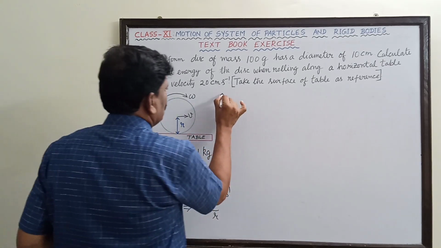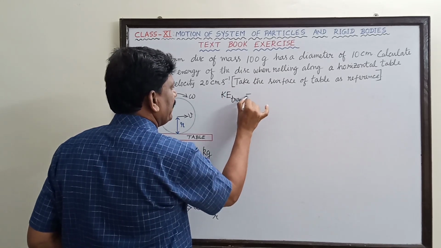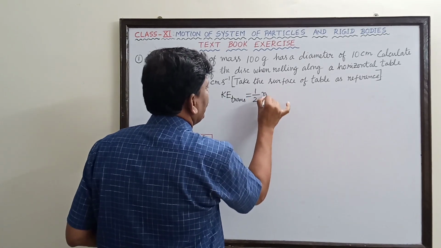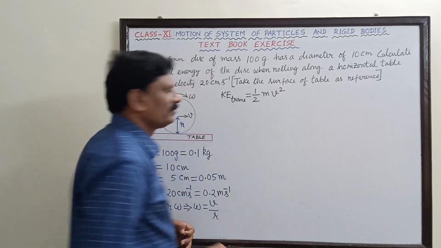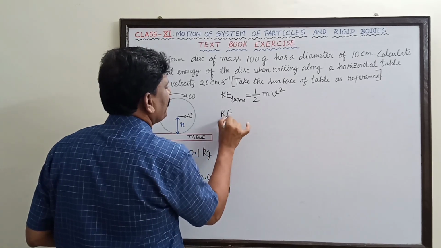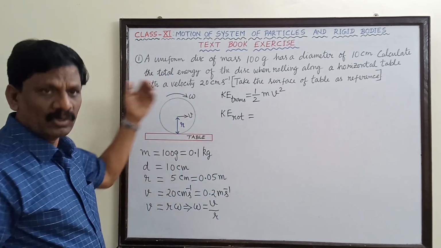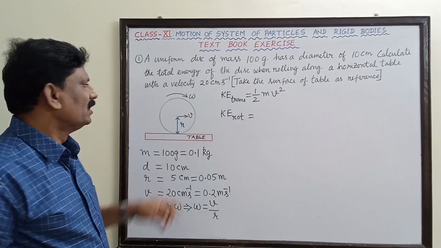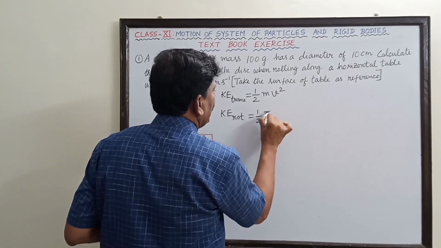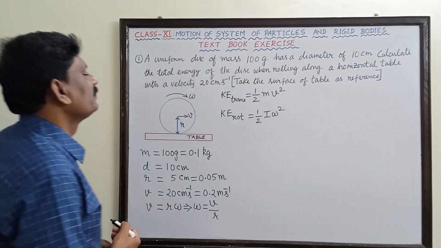Now, the kinetic energy due to translatory motion: the kinetic energy of the disc is equal to half m v square, okay, let it be as it is. Now, the kinetic energy of the disc due to its rotational motion, with respect to the axis, is equal to half I omega square.